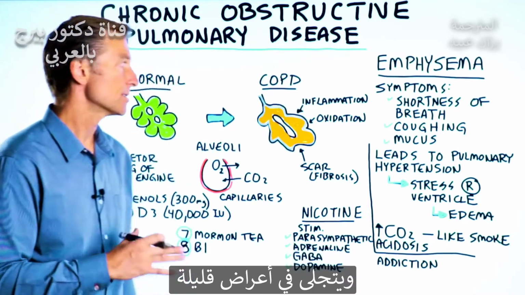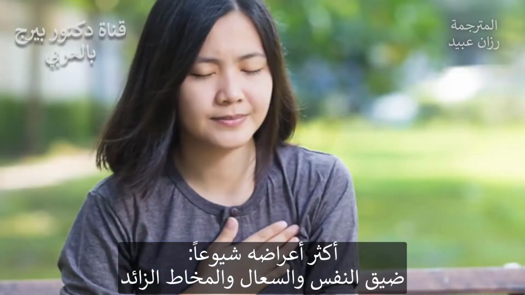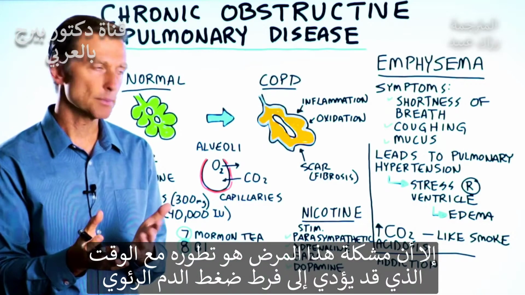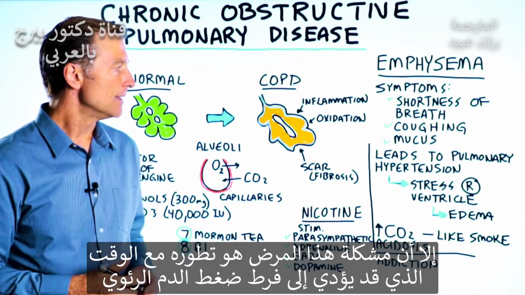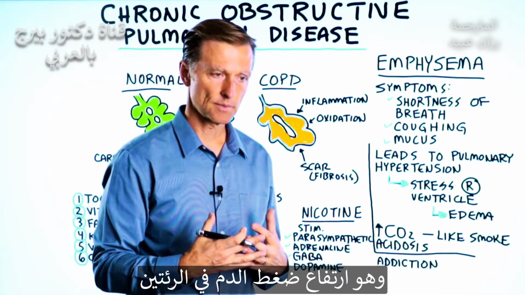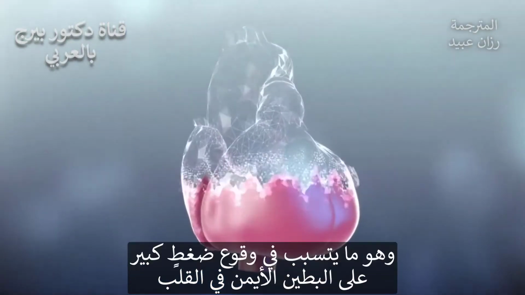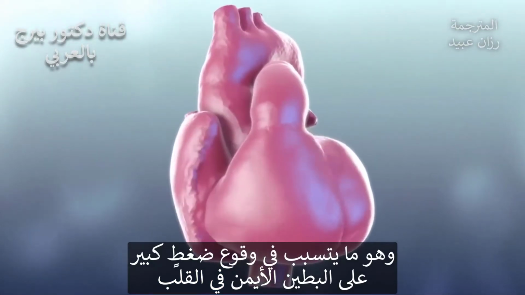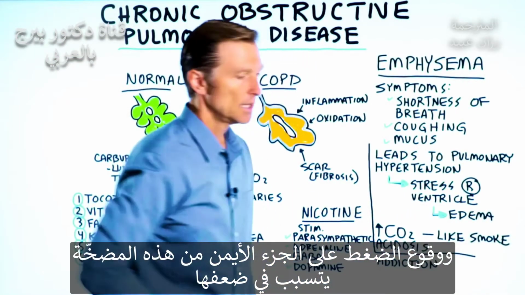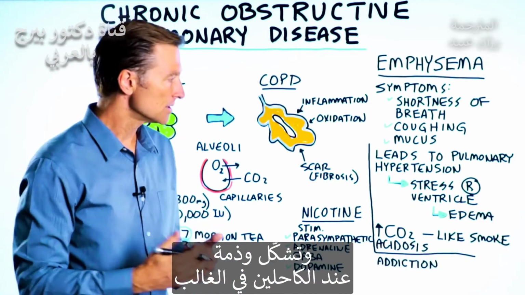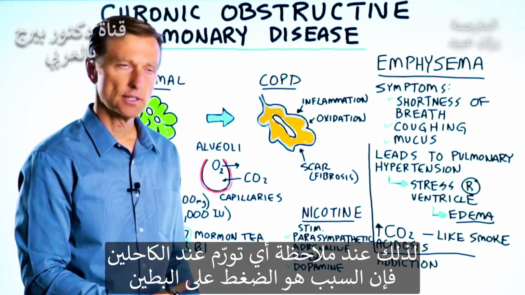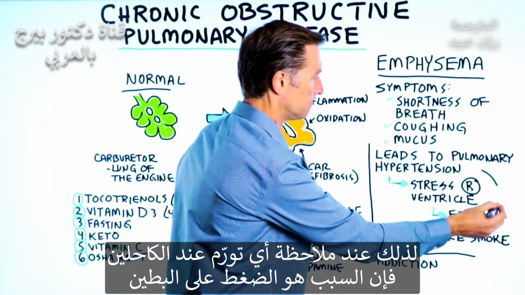Some of the symptoms, there's quite a few. The most common ones are shortness of breath, coughing, mucus. The problem with COPD is it's a progressive condition that eventually leads to pulmonary hypertension. So you're getting blood pressure that's going up in your lungs, and it's going to put a lot of stress on the right ventricle. That's the right part of your heart. As you stress the right part of that pump, it's going to eventually weaken, and you'll start to get edema. You'll usually see that in your ankles. So if you see swelling in your ankles, then we know this is going on right here.